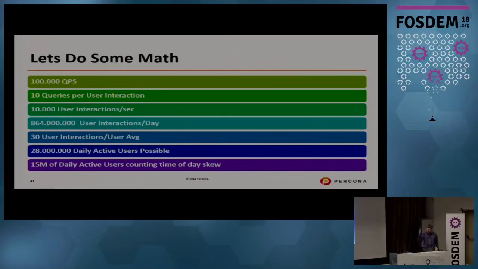So even if we reduce those Oracle marketing numbers to a much more conservative 100,000 queries per second, and we think our application requires 10 queries to serve a user interaction, which is pretty common for mobile apps, that gives us about 10,000 user interactions a second, which it can support. That gives us a big number of user interactions a day. And if you think about our user engagement, which is about 30 of them per day, that can give us about 20 million daily active users.